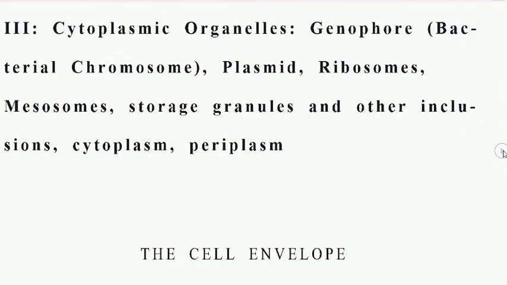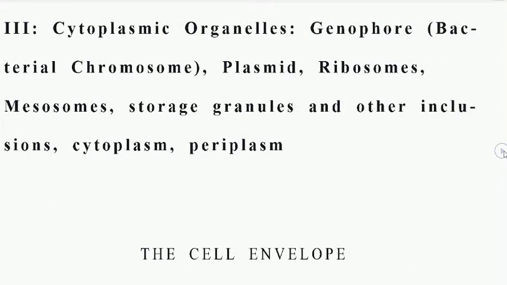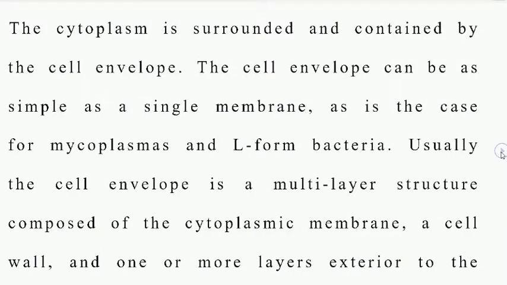cytoplasmic organelles. So what is a cell envelope? You all know it is the cytoplasmic membrane, consisting of the cell wall, then the capsule or slime layer, and then cytoplasmic organelles. You all very well know what those are: plasmid, ribosomes, mesosomes, storage granules and other inclusions, cytoplasm, periplasm. All this we will be studying now in this chapter.